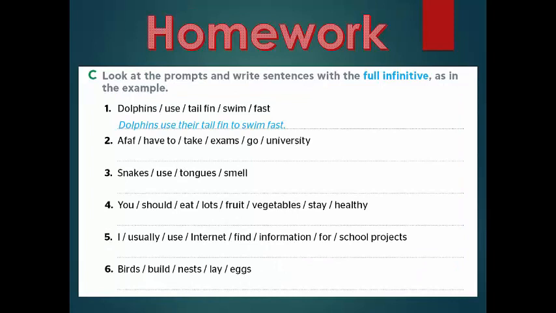Great. Here is some homework. Activity C from your workbook. Look at the prompts and write sentences with the full infinitive, as in the example. Dolphins use tail fin, swim fast. We combine these words to form a sentence and it becomes: dolphins use their tail fin to swim fast. Okay, now complete the sentences and see you on the next lesson with the correction.